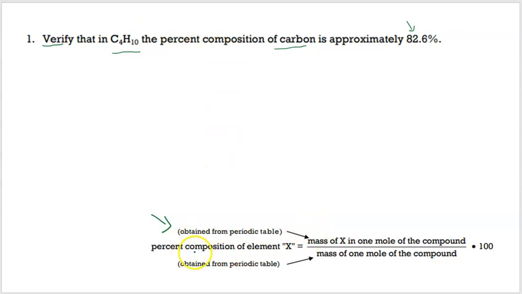Okay, so what we need to do in this situation is use our handy little formula down here. We want to find the percent composition of element X. In this case, element X would be carbon, right? So basically we're going to take the mass of X in 1 mole of the compound. So we're going to take the part of C4H10 that is carbon, so that's the 4 carbons, okay?